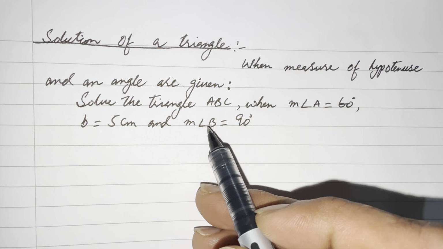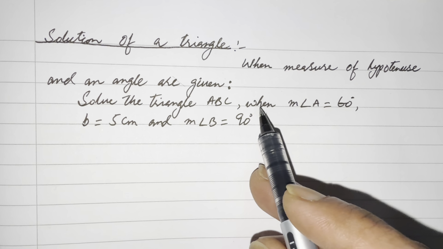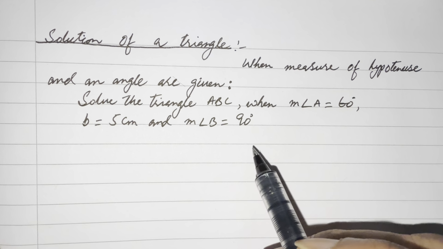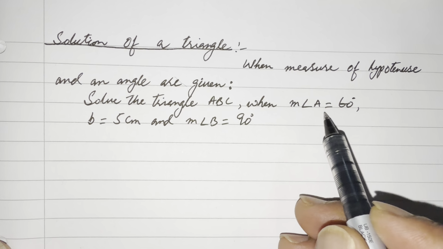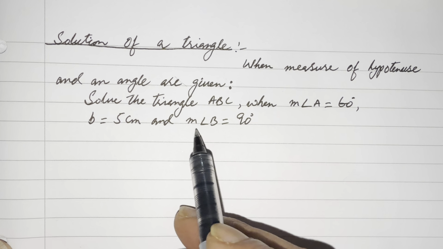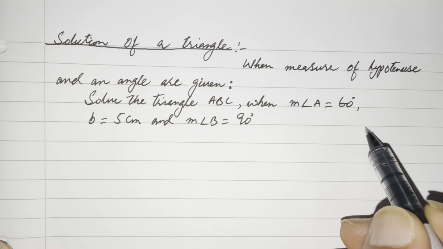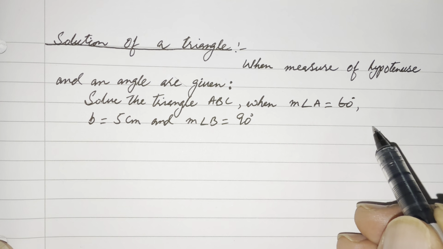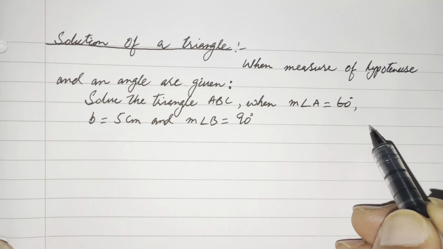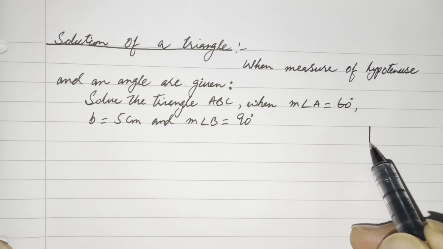First of all, we have to draw a right angle triangle with the help of the given statement. You can see that the measure of angle A is given as 60 degrees and the measure of angle B is given as 90 degrees. So 90 degrees means the given triangle is a right angle triangle, and the right angle is at point B. So let's start to make the right angle triangle.